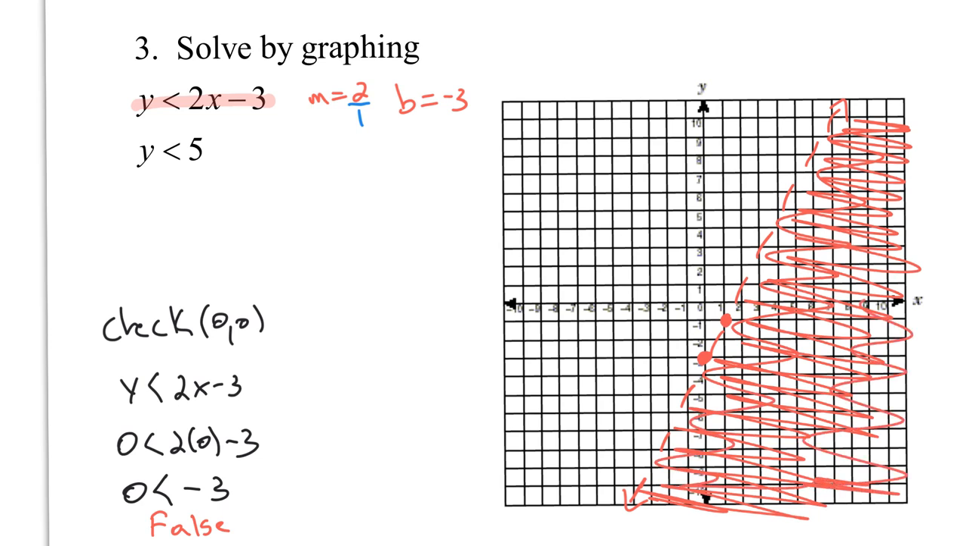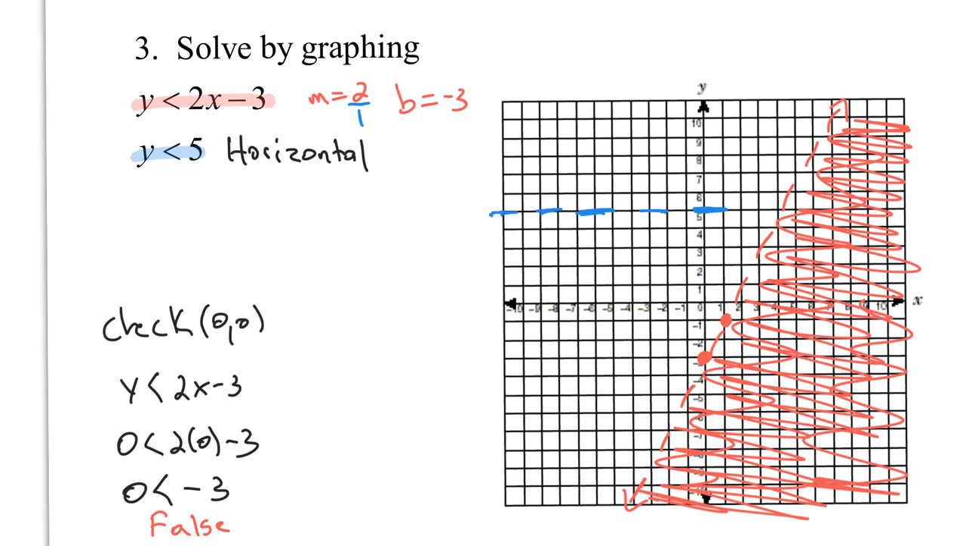What do you do when you don't have an x? We have y less than 5. So when you guys don't have an x, just a y by itself, that means your line is horizontal. So my line will cross the y-axis, and it's going to be horizontal when you make the line. The line will be dashed because you don't have the or equal to. And let me just use a blue color for this one. And I go to the positive 5 right here, and I make a dashed line horizontal.